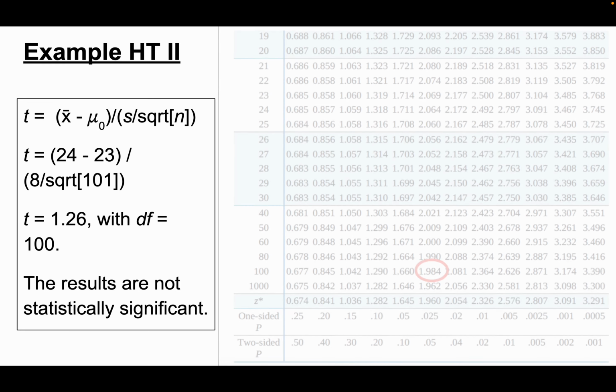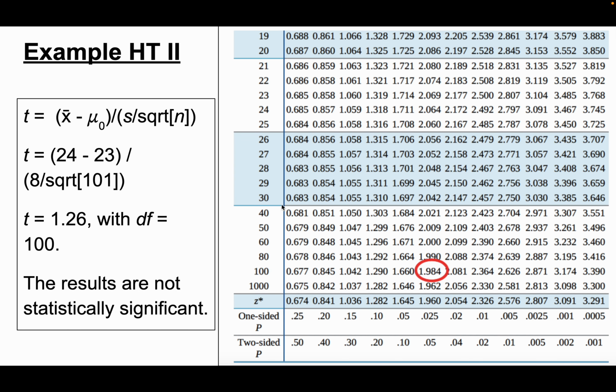The results are not statistically significant. Let's take a look. Note here that we would come down to the row 100 because we have 100 degrees of freedom, 100 pieces of information that are free to vary here. Then we would look and see, okay, this is 1.984. This is where we would have to reach to get our cutoff. But we're actually between these two values here, 1.042 and 1.290. So we have a two-sided p-value between 0.2 and 0.3, which is much larger than our cutoff of 0.05. So we would fail to reject the null in this case.